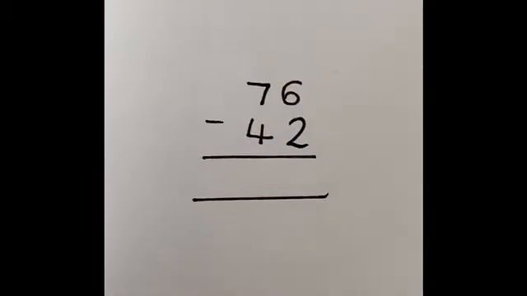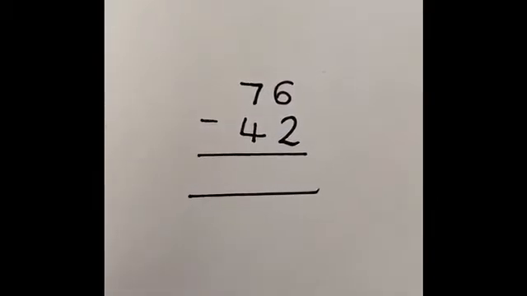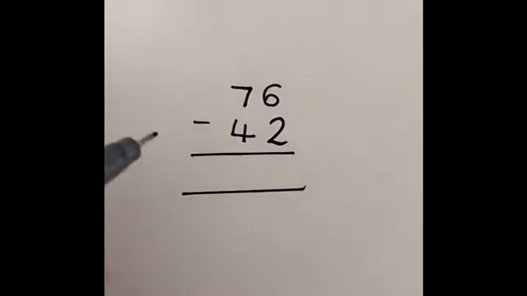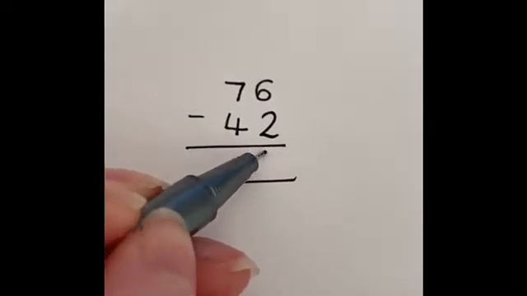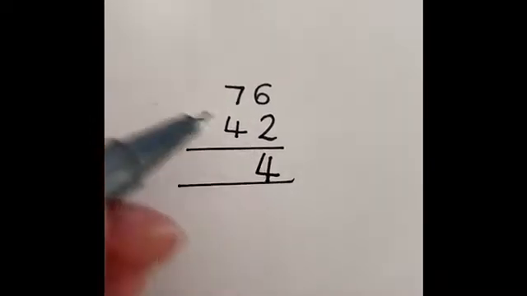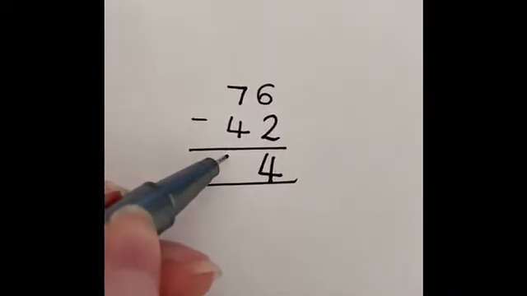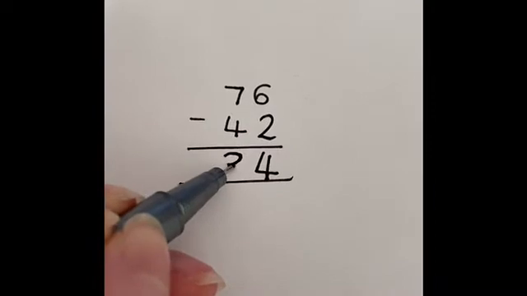Then I'm going to pop over to the next question. 76 take away 42. As before, we start with the units. 6 units take away 2 units is 4 units. 7 tens take away 4 tens, 3 tens.